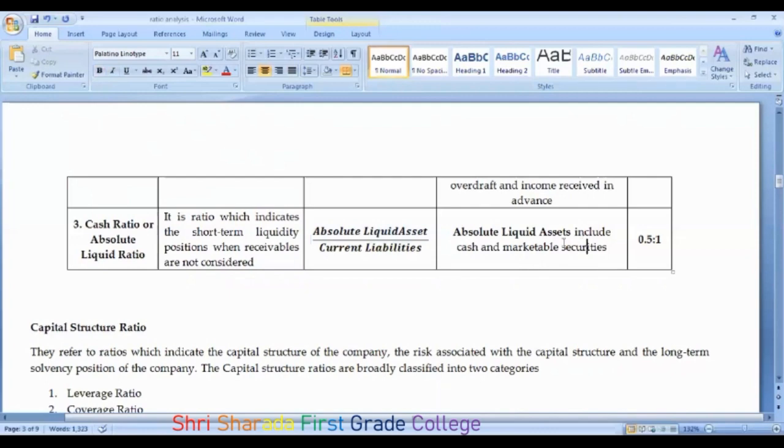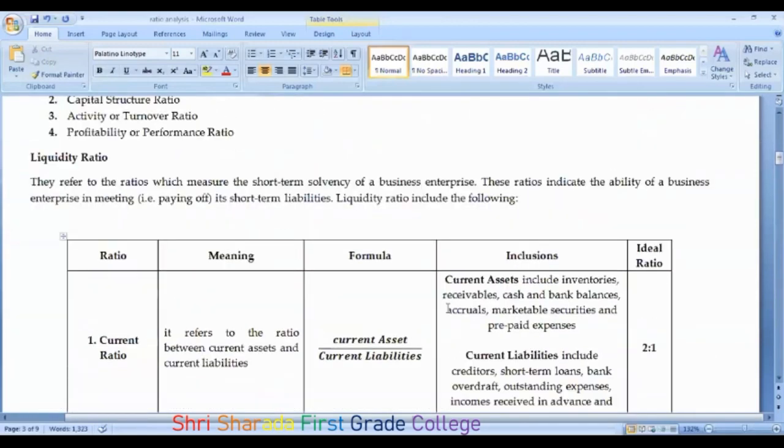So what is absolute liquid assets? Absolute liquid assets include the cash and also the marketable security. And its ratio is 0.5, which will be compared with 1. So absolute liquid assets fall on 0.5 and current liability falls on 1, which is the ideal ratio. Clear with the liquidity ratio? The liquidity ratio is especially used to measure the short-term solvency of the business enterprise.